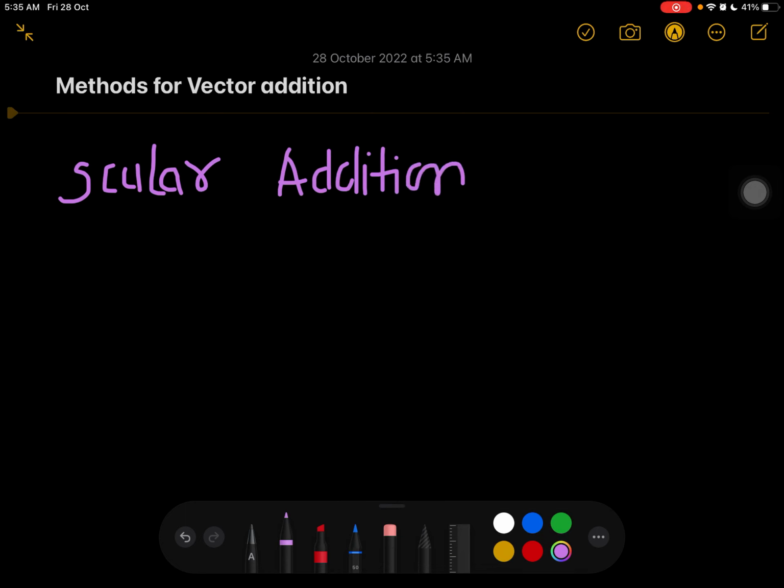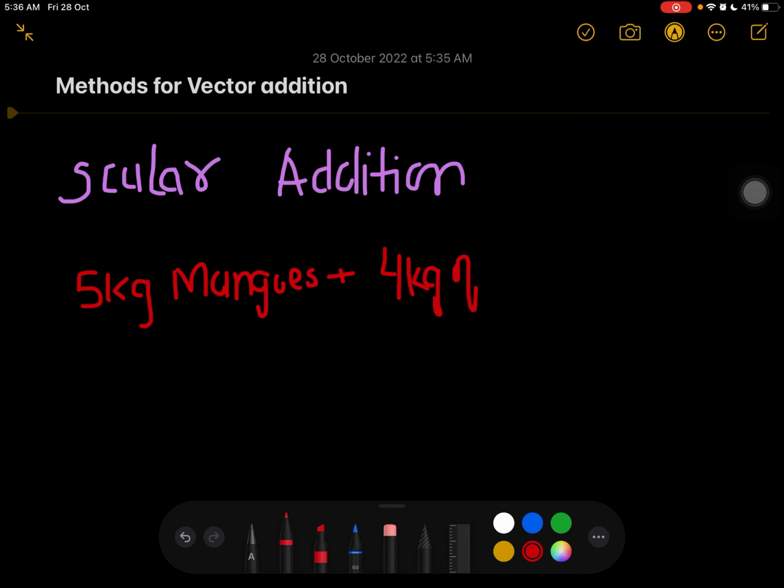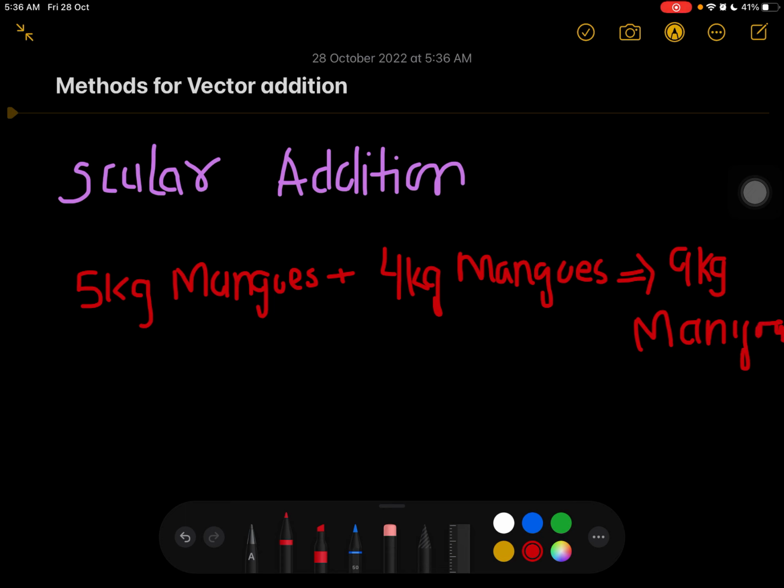So what happens in scalar? For example, if I'm adding 5 kg of mangoes plus 4 kg mangoes, the answer would be, it is pretty obvious, 9 kg of mangoes, right? The answer will be 9 kg of mangoes.